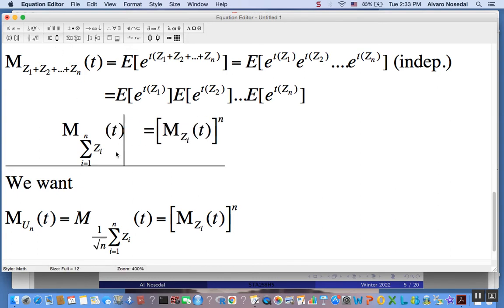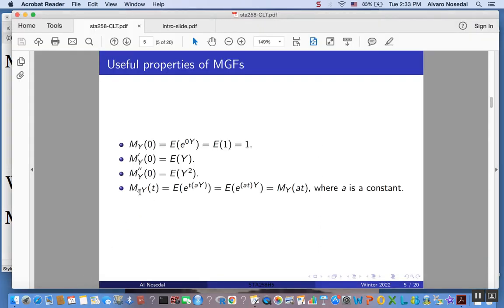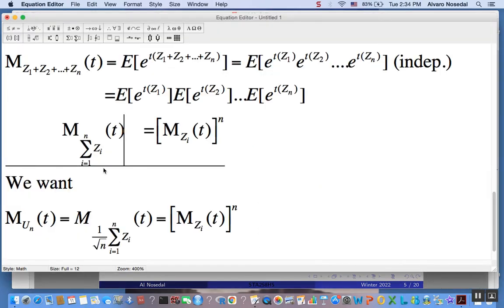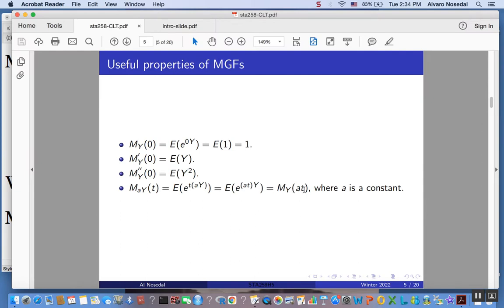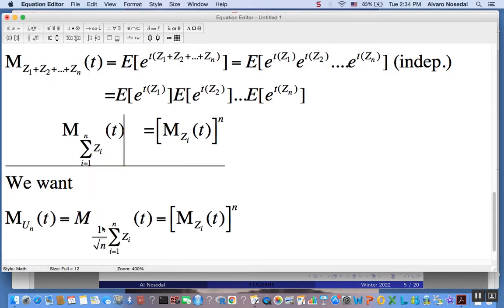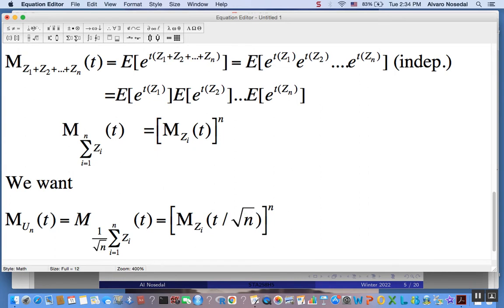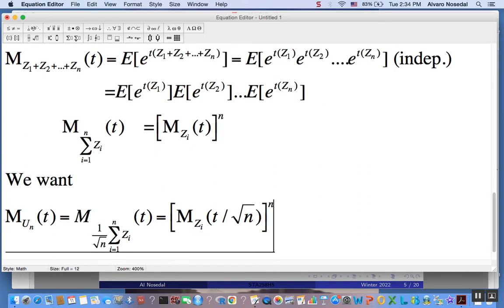Evaluated at t. But we want something that is almost that. Well, this constant times that. And what we're going to be using is this property, right? So what we're going to have is the MGF of the original random variable. In this case, the original random variable will be the summation evaluated at a times t. And here the a is 1 over the square root of n. So this is what we're going to be having. Just divide by the square root of n here. Make sense?